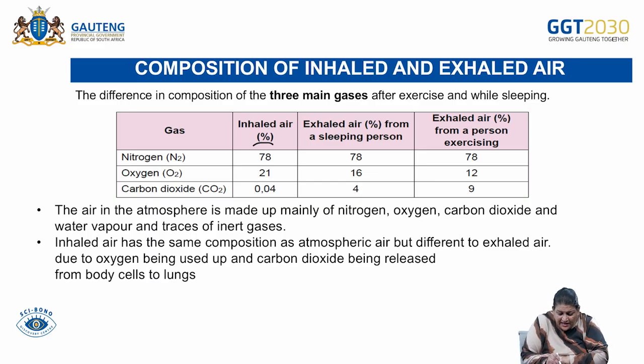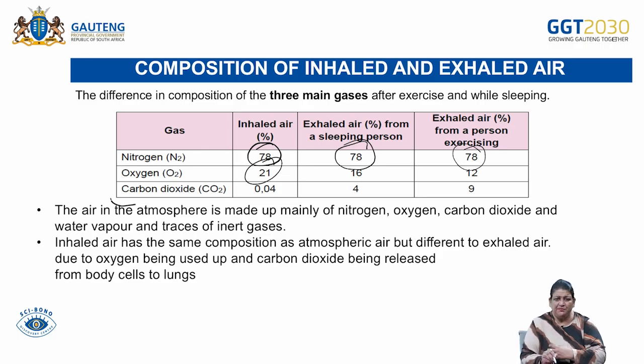You can see in the inhaled air, it's 78% nitrogen, and also in the exhaled air. Whether you are sleeping or exercising, you will still exhale the same 78% because nitrogen is not used for any purpose in the body. It will come in and just move out via exhalation. But oxygen is the active gas that we need. When we inhale, we're taking in 21% oxygen from the air into the lungs.